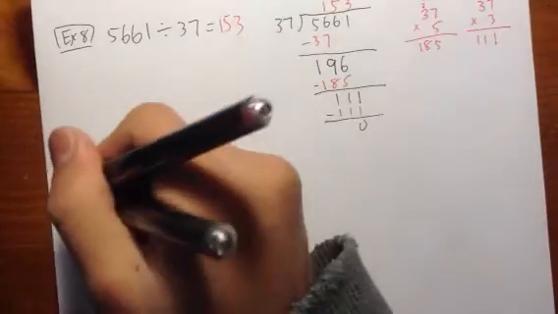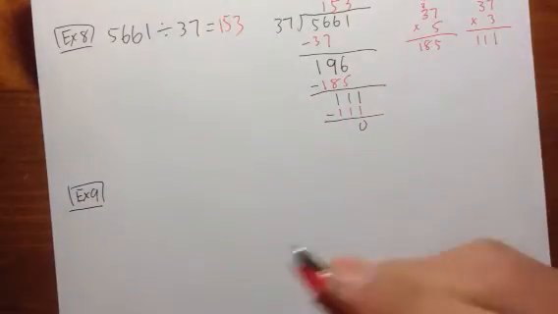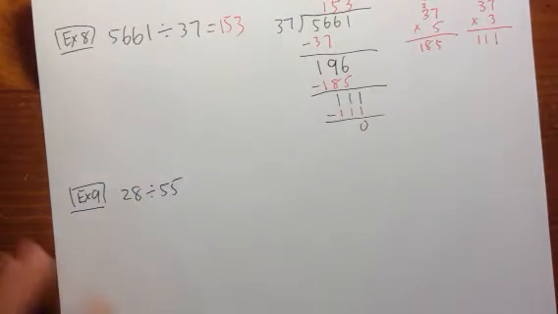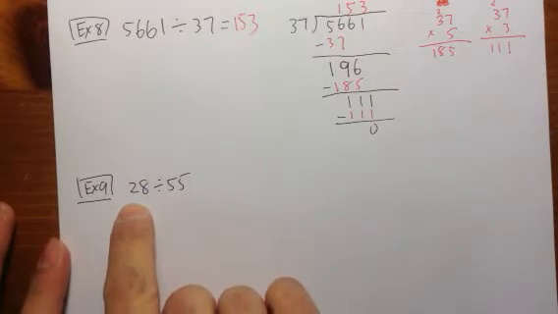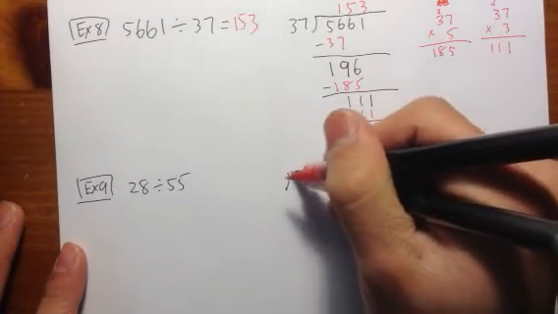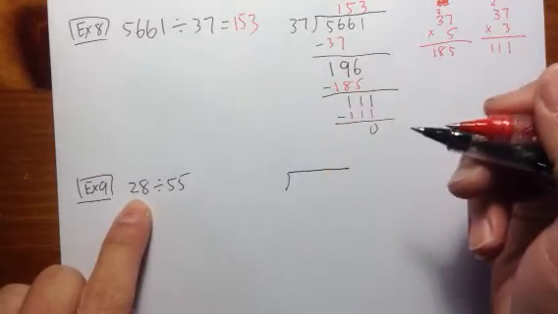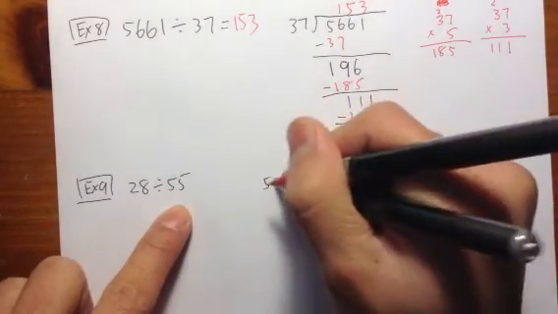And I want to do another one. Example number 9. In this case, let's do 28 divided by 55. You can kind of see that we are going to end up with a decimal number because you have a smaller number divided by a big number. So put that into a long division. 28 is the first number. Put that inside. 55 goes outside.